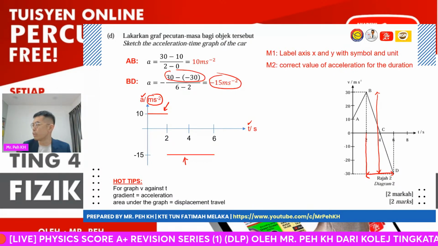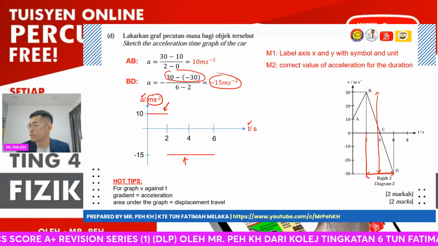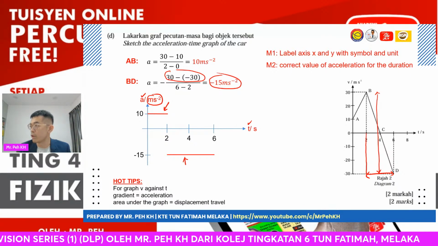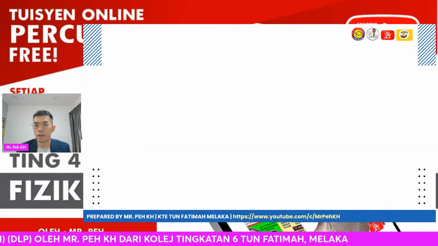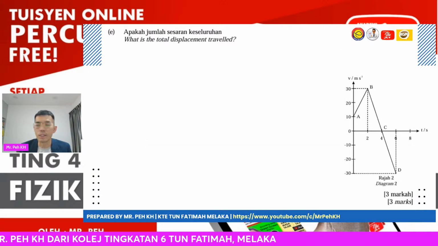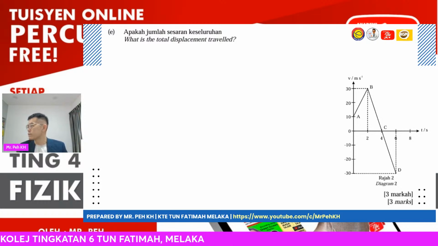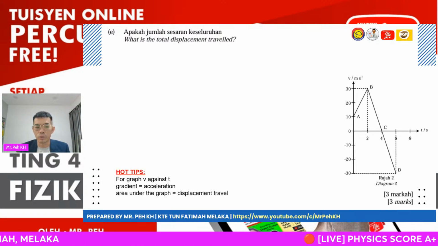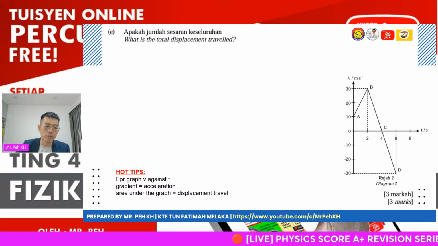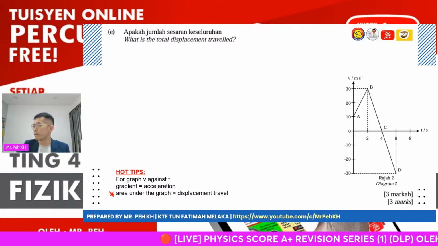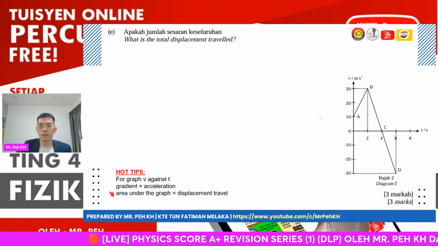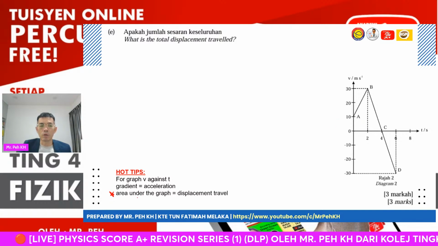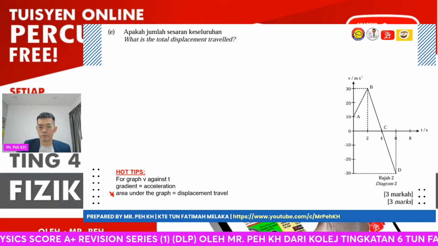I hope that all of you are able to understand. You may ask a question, if you have any doubt, in the chat room. Okay, so the next question here, E: what is the total displacement traveled? Just now we also explained already. So for the total displacement, you can calculate the area under the graph.